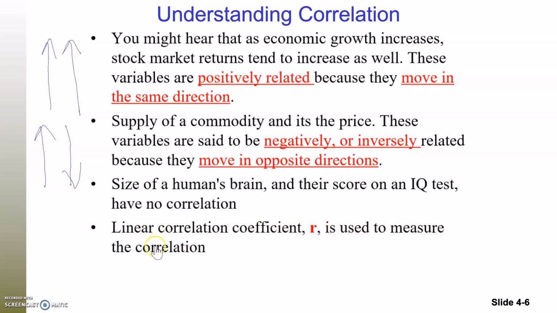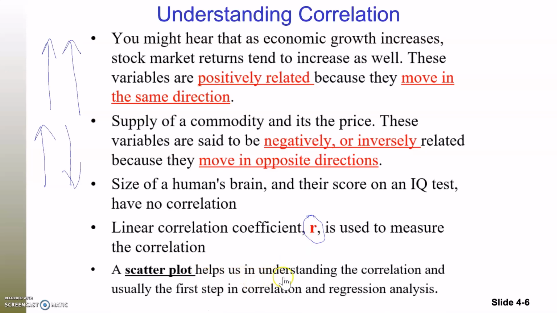So there is a tool available, the linear correlation coefficient, which is represented in this chapter by a small r, used to measure a correlation, right? I will tell you later how we are going to compute it, but there is a tool available. There is a barometer available to measure the correlation, and that is called the linear correlation coefficient, or the Pearson correlation coefficient.